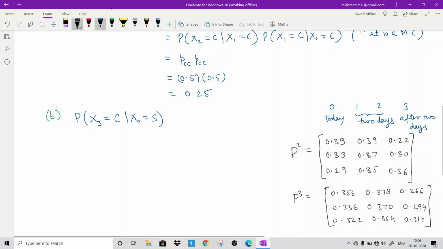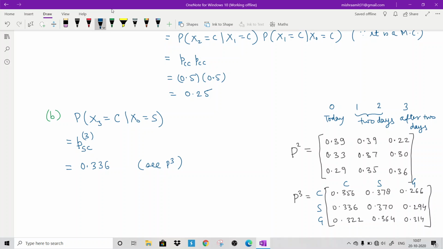So if I focus on this problem, what does it say? It says that you have to move from S to C in how many steps? In 3 steps, because 0 to 3 is 3 steps. So this will be, where this is C, this is S, this is G. You are moving from S to C, so the answer will be 0.336. So this is the answer. This answer comes from p cube, that means the second row and first column. So this is one method. If you find out p cube, then you can find it out.